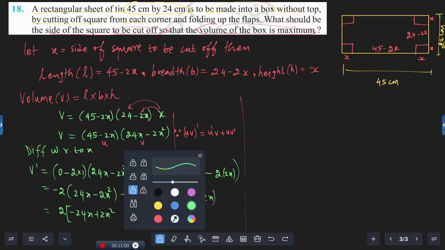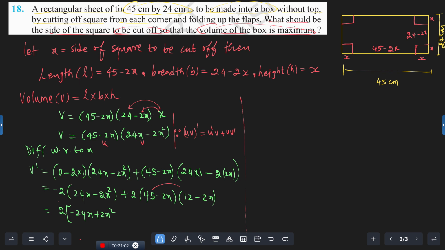Now take this multiplication, 45 into 12. This 2 we have taken outside. 45 into 12, what is it?